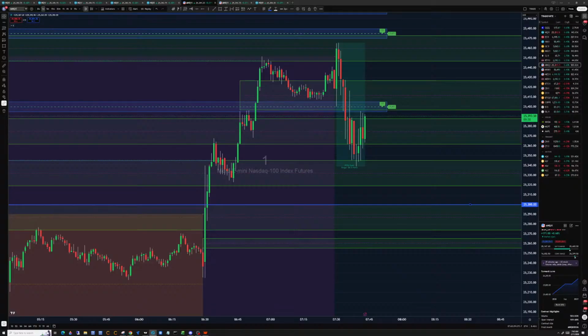POC has shifted on the mini version of NASDAQ. It's at 420 now. So POC is at 275 on MNQ and 420 on the mini version.